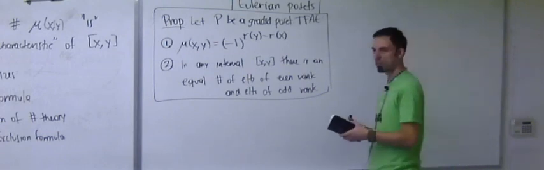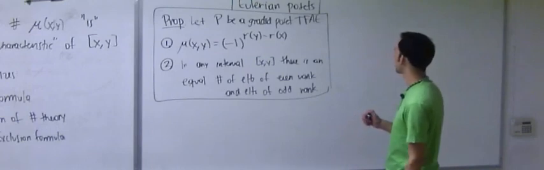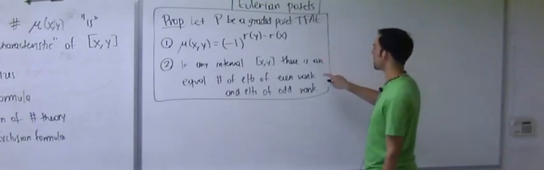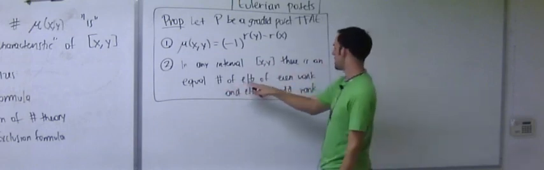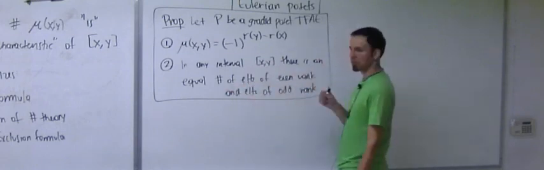Excuse me. Yep. I can't read the two. In any interval x comma y, there is an equal number of elements of even rank and elements of odd rank.